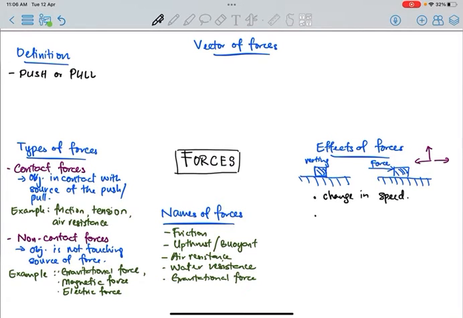If the object is, let's say, a rubber object or something, you try to press it or squeeze it. What will happen? The shape will change. So it will cause a change in shape. Or if an object is already moving and you want it to move in a different direction, you have to push it or pull it in a different direction. So that means it can also cause a change in direction. So a force or a resultant force can cause these three changes.